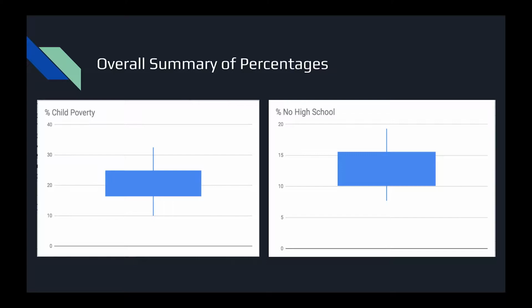Okay, so now we're going to go to an overall summary of the data that we had for each of these categories: children in poverty and students that did not graduate high school. The graphs show that the percentage of child poverty is higher than the percent of students that did not graduate high school, with child poverty averaging around 21% in each state, and no high school education averaging around 13% in each state.